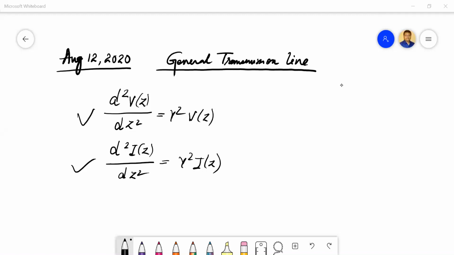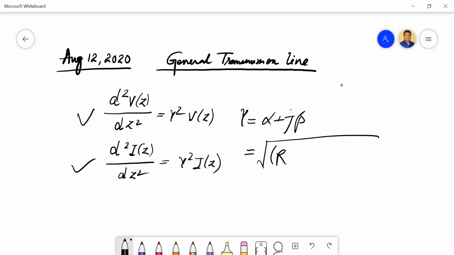What was the thing? Alpha plus j beta, the general definition. Then after we managed, it is the square root of R plus j omega L times G plus j omega C. This was the gamma, remember? Where alpha is the attenuation constant, and beta is the phase constant, in radian per meter.